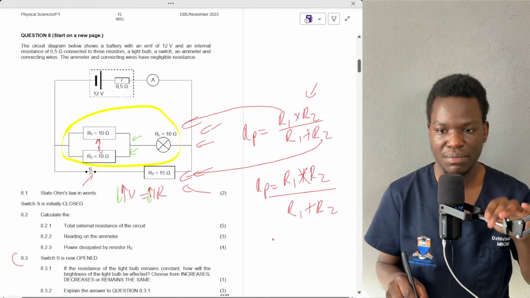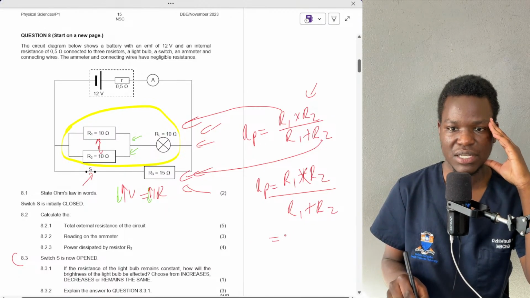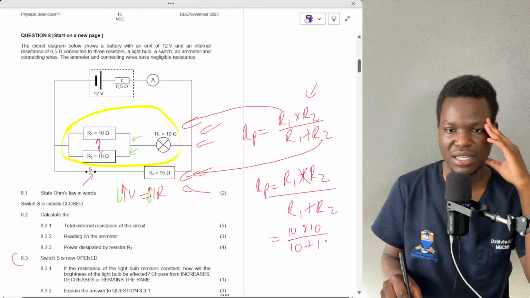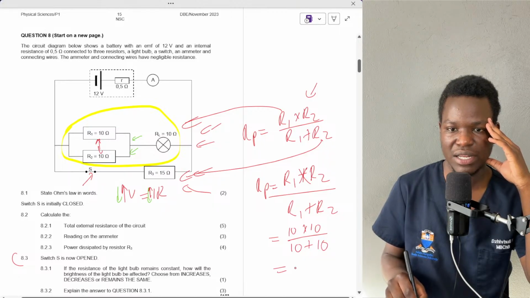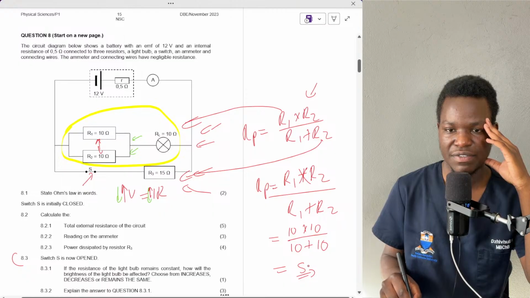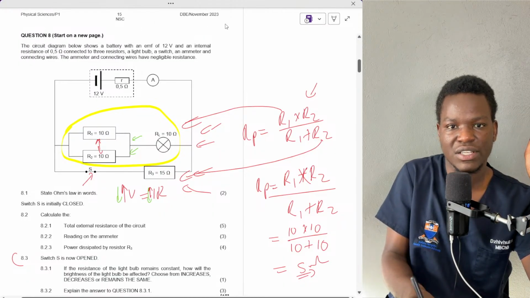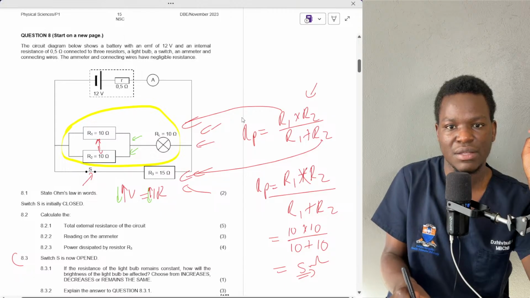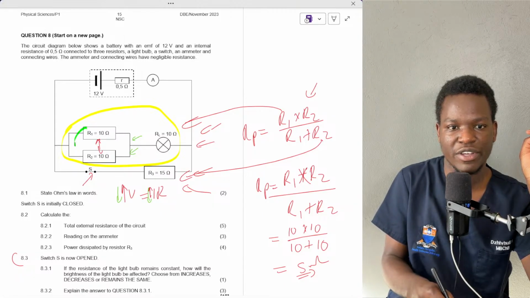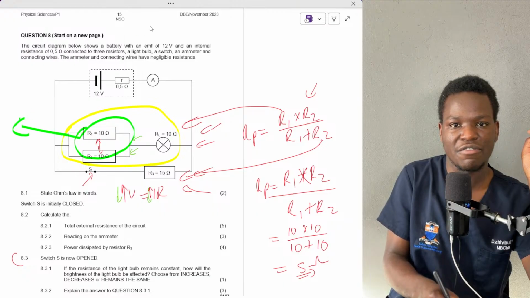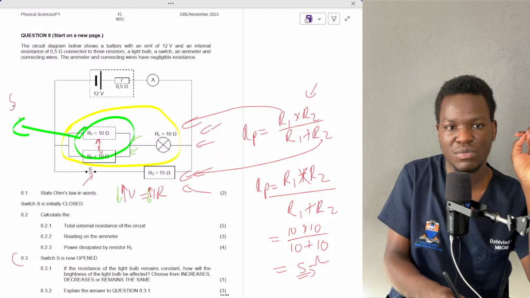And then when we come to this side, we're just going to substitute: 10 times 10 over 10 plus 10. So this is 100 over 20, which gives us 5 ohms. So the equivalent resistance of these resistors, let me highlight them for you, these resistors in green, is going to give us 5 ohms.